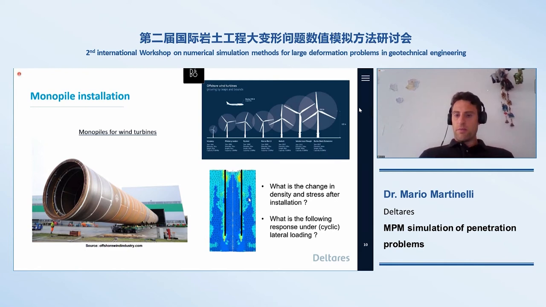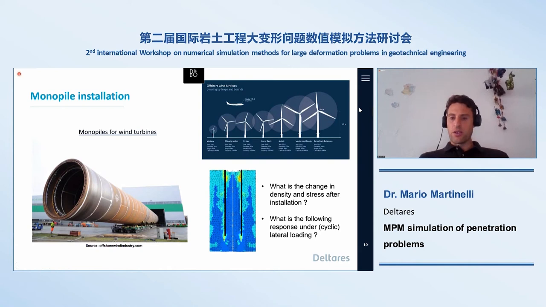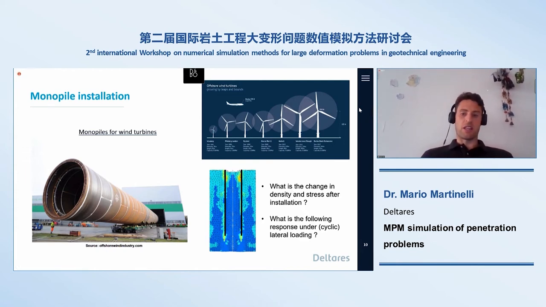So the current design questions basically are: what is the stress and the density change after installation? And also, what is the following response under eventually cyclic, but also monotonic lateral loading after the installation of these objects? So the need of a tool is really important, a tool that can simulate the full installation.